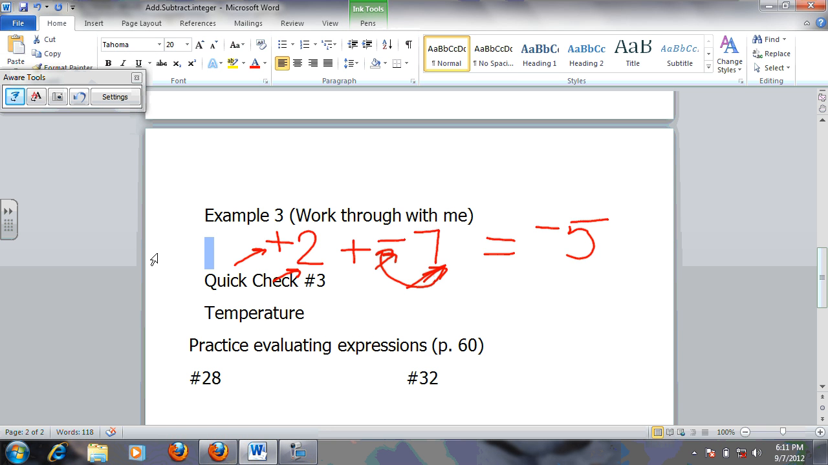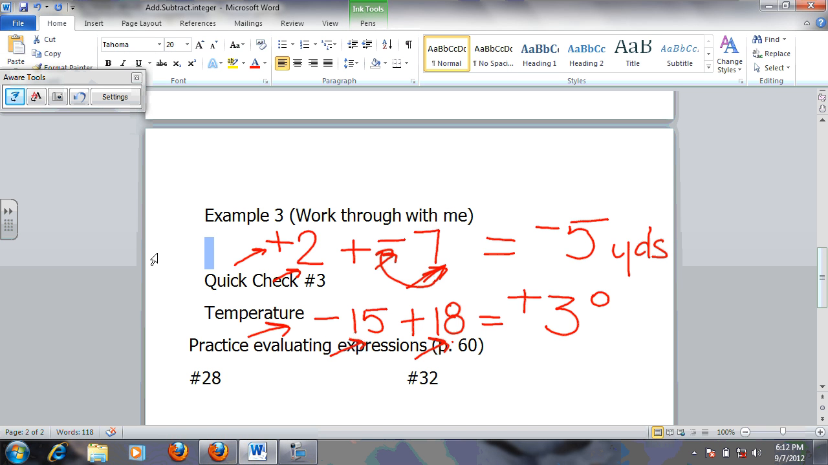Let's look at quick check number 3. It's dealing with temperature. The temperature falls 15 degrees. A falling temperature would be negative 15. The temperature rises 18 degrees, plus 18. Again, signs are different. Subtract. 15 minus 18 is 3. Which was larger, 15 or 18? 18, so 3 is positive. A positive 3 degrees. This label would be yards.